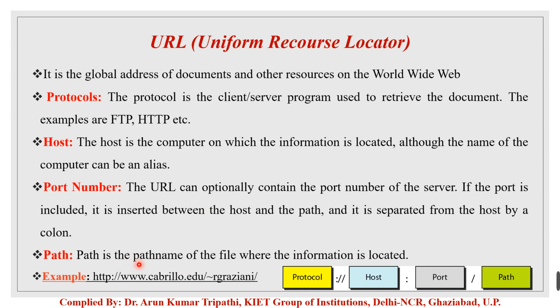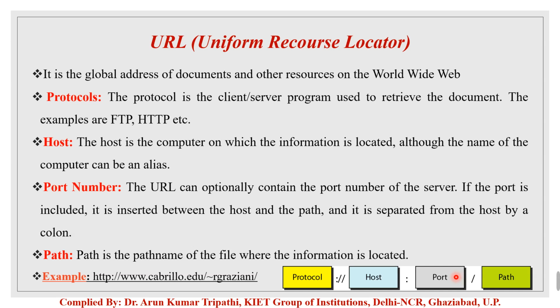Then after that is the path, the path name where the file information is located. For example, I have taken here Reg Grazni, a world famous CCNA book writer, so I have taken his example. So the HTTP protocol, then after that the host. I have used the name of the host, but it will be converted into the IP address. I have not used the port number.